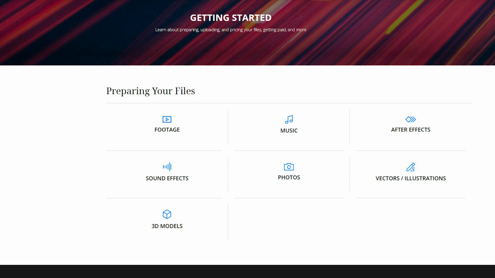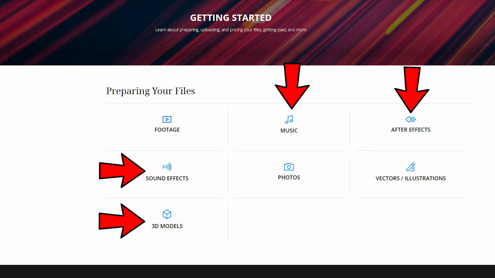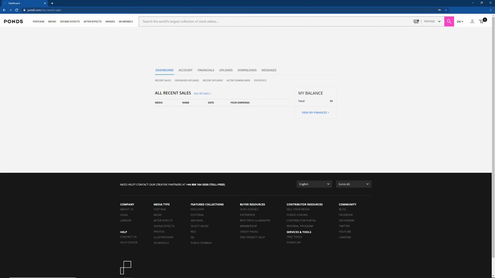Pond 5. Pond 5 is more video focused, but I'll cover it anyway. You can sell a lot of things on this site, from stock and editorial photos, vectors, footage up to 8K, audio, 3D models and After Effects templates. Its interface is a little bit different and you will need some time to get used to it, and I would put it just slightly above Dreamstime.